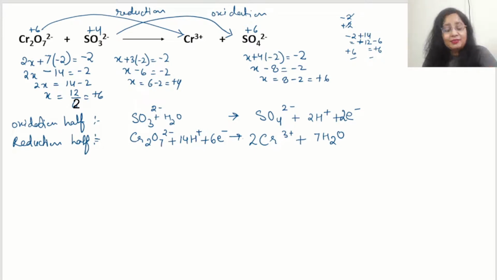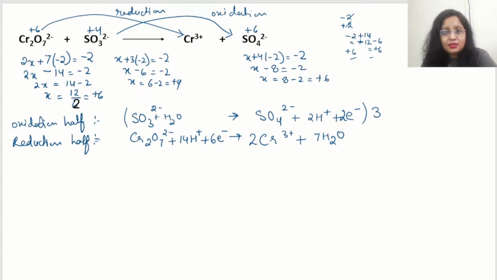The next step is to write the equation together in such a way that the electrons will be cancelled. Now in the oxidation half we have 2 electrons and the reduction half we have 6 electrons. So need to cancel the electrons. In the oxidation state also 6 electrons should be there. So what we will do? We will multiply whole the reaction with 3.